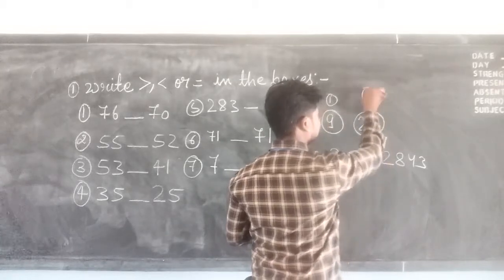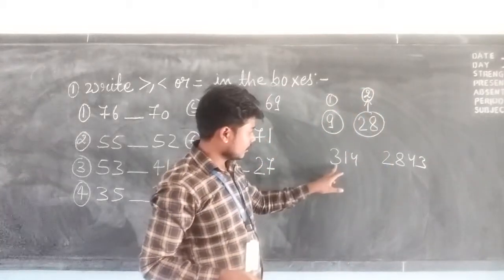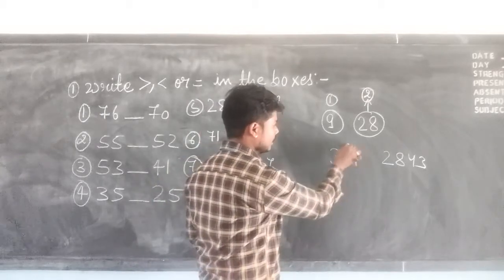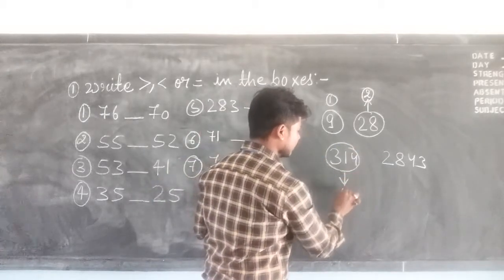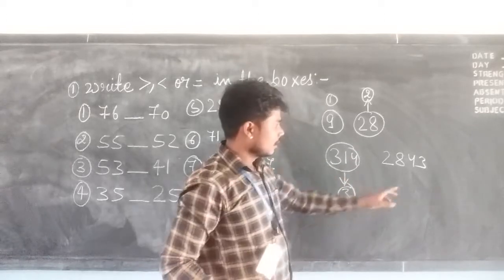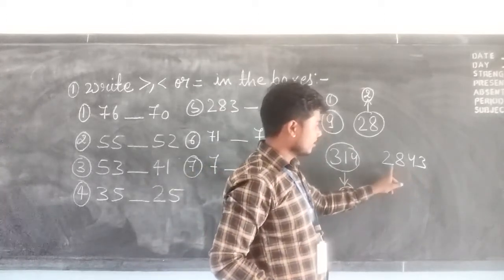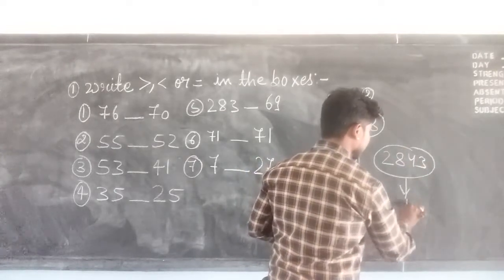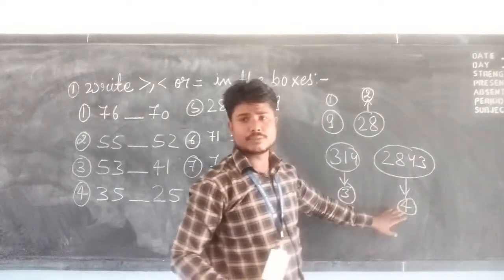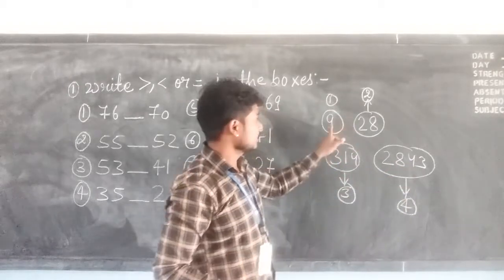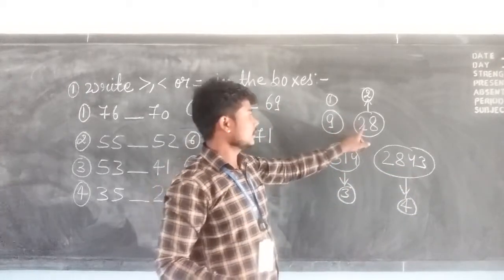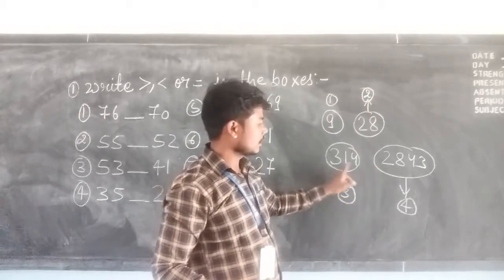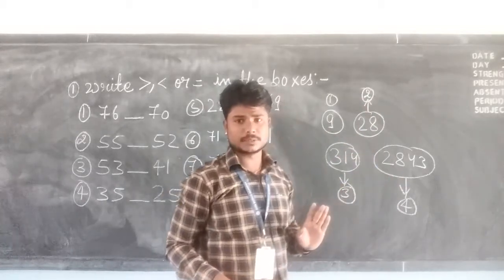Now, 3, 1, 2. How many numbers are there? 1, 2, 3. So this is called a three digit number. And 1, 2, 3, 4: how many numbers are given? Four numbers are given. So this is called a 4 digit number. This is a single digit number, this is a double digit number, this is a 3 digit number, and this is a 4 digit number.